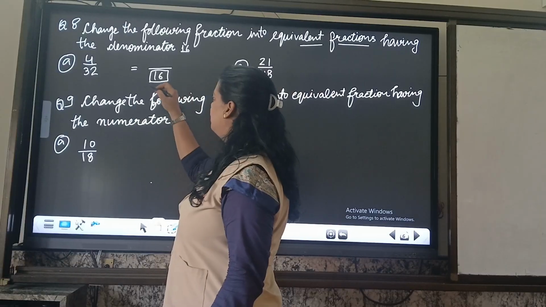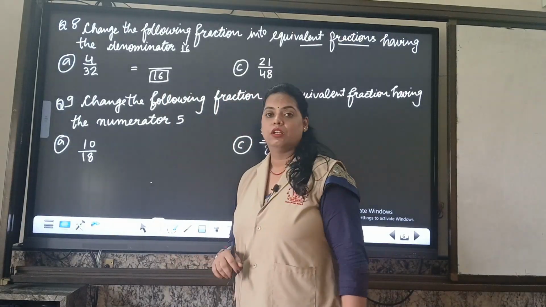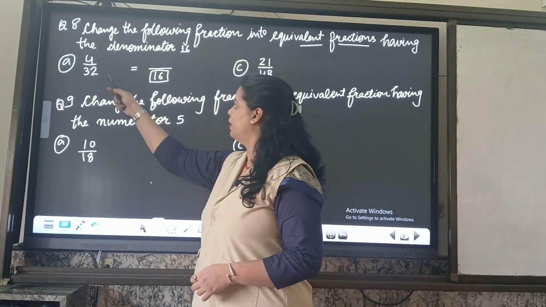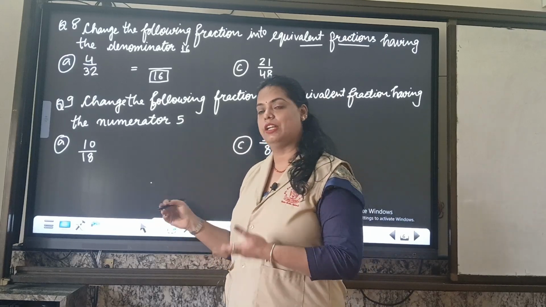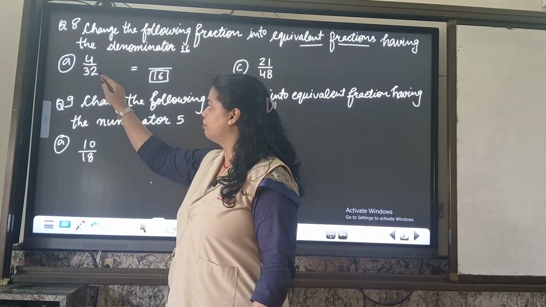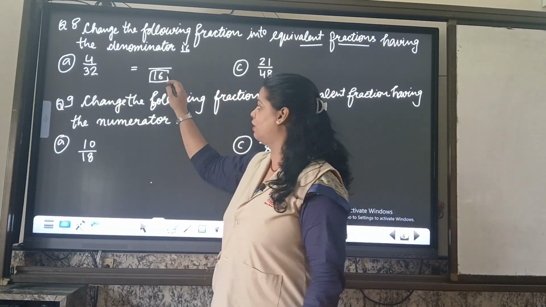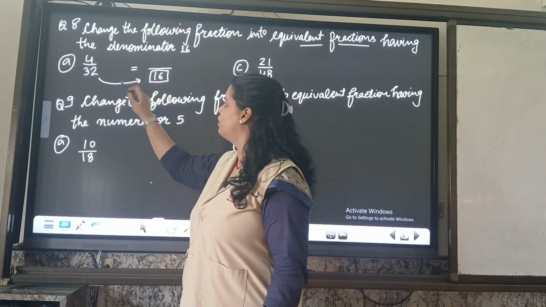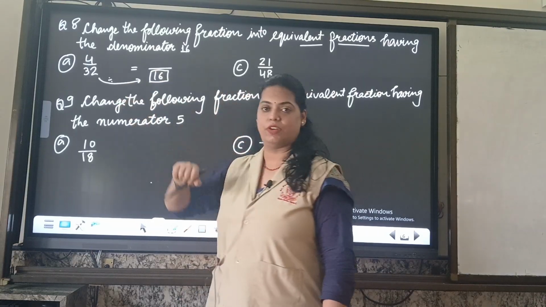The denominator should be 16. What should be the numerator? You can notice 32 is a big value and 16 is a small value. Again you can divide, because whenever you have a big value here and the smallest value there, you have to use the division operation to get the equivalent fraction.